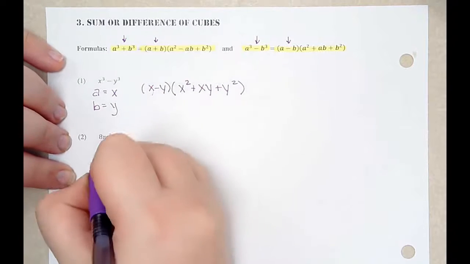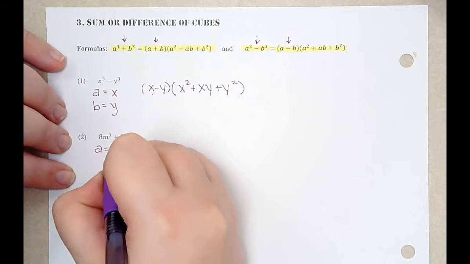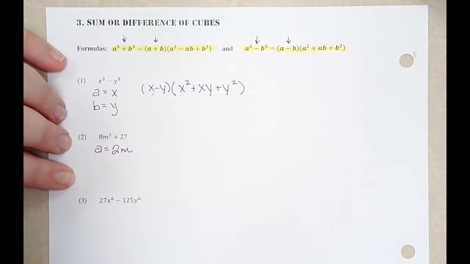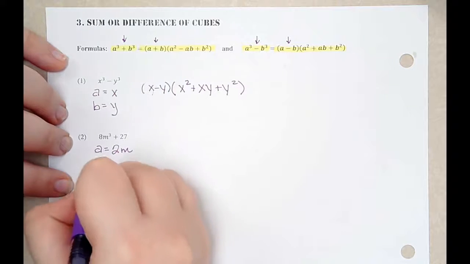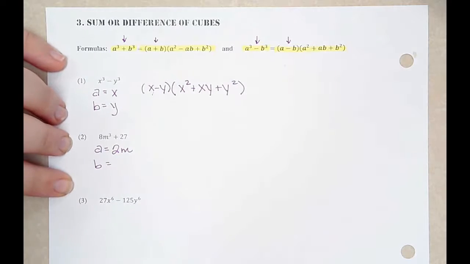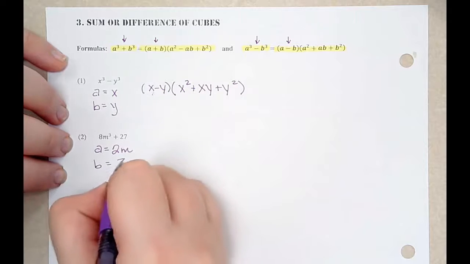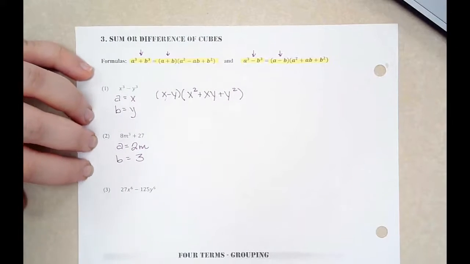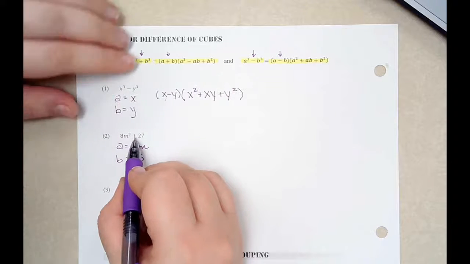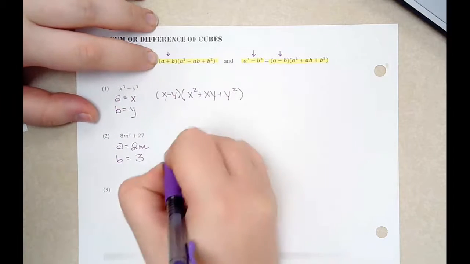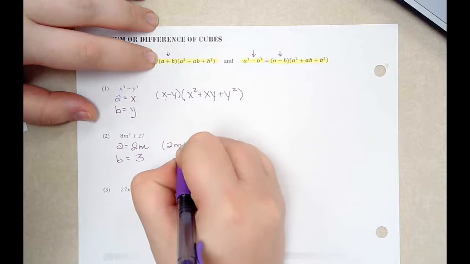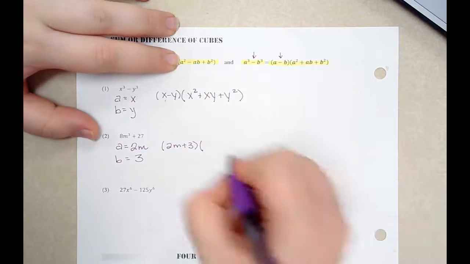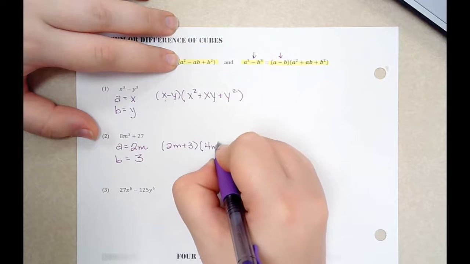So this next one, your a is going to be 2m. Notice because I took the cubed root of my 8. I've got b. What is the uncubed version of 27? It's 3. Let's zoom out here just a little bit. Notice I have a positive, so I'm going to 2m plus 3. Outside of 2m squared is going to be 4m squared. Notice I squared both terms, not just one or the other.